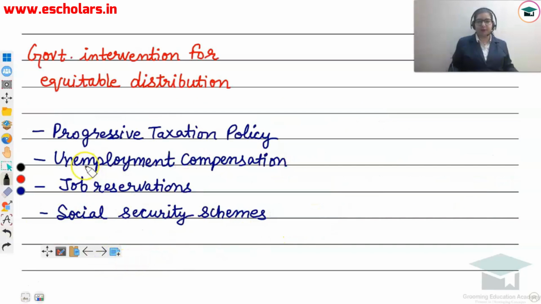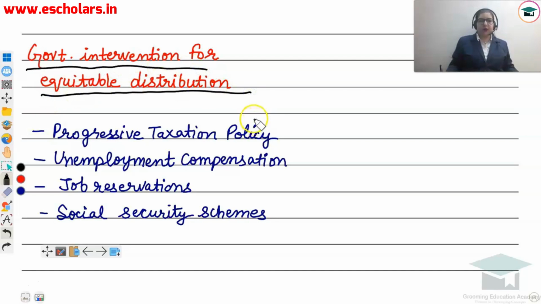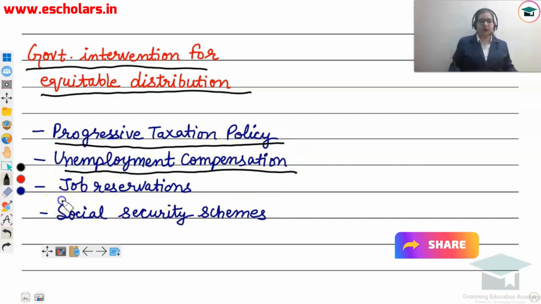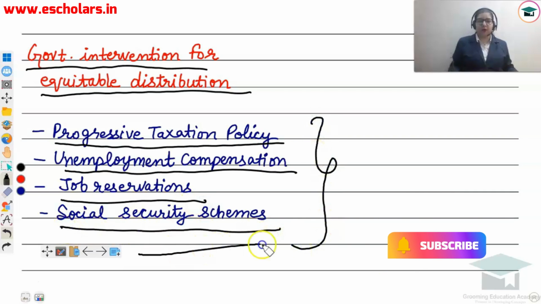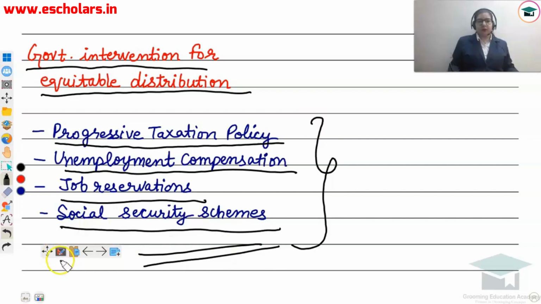Now we will talk about government intervention for equitable distribution of income and wealth. Following are the steps taken by the government to attain equitable distribution of income and wealth: progressive taxation policy, unemployment compensation, job reservations, social security schemes. All of this we have already studied. So this is all about government intervention in order to correct market failure.